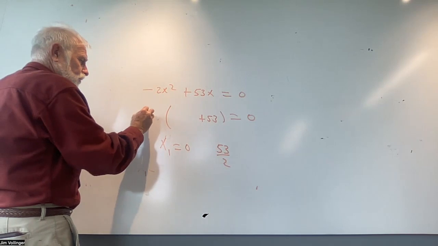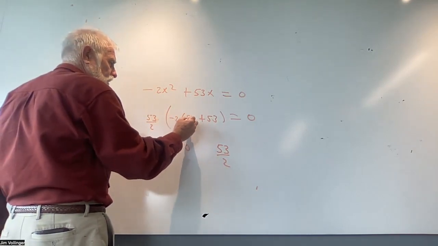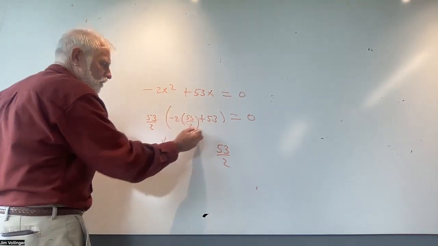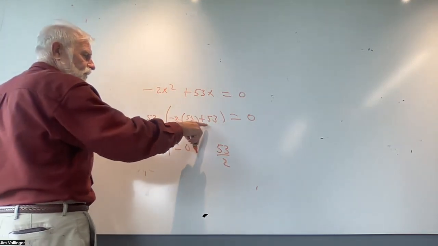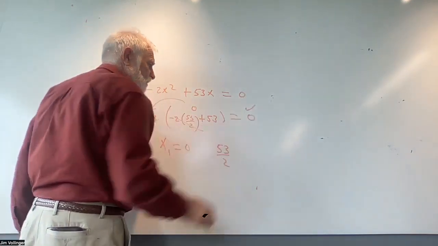We'll show you that if this is 0 and this is 0, 0 times 53 is 0. If this is 53 over 2 and this is minus 2 times 53 over 2, I hope you can see the 2's cancel. And I get minus 53 plus 53 is 0. And 0 times anything is indeed 0.